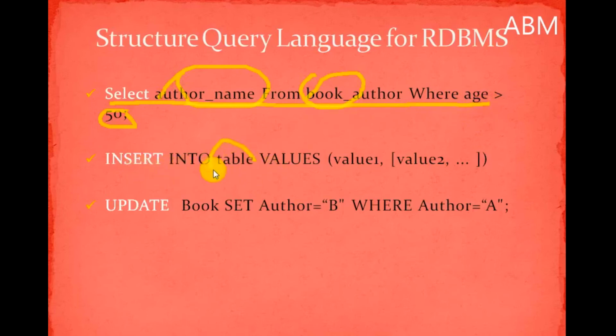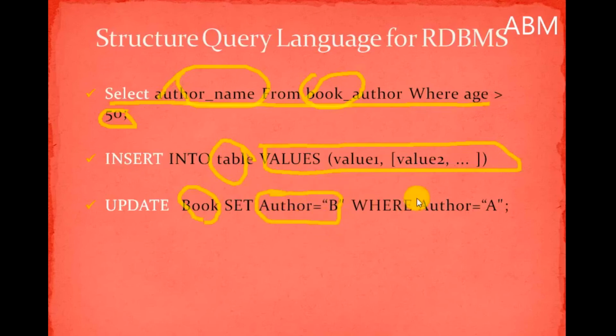Here we will write the table where we are going to insert the data, and what values we are going to insert will be written here. And here we are going to update the table book, where the attribute author is B, and where we have to change the author to E.